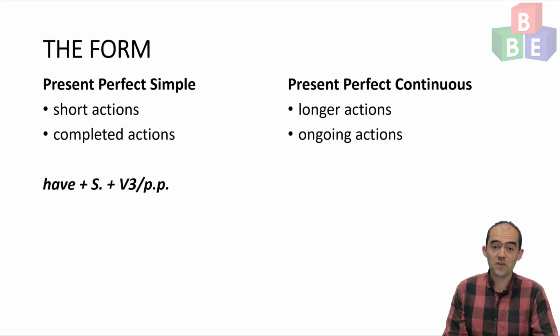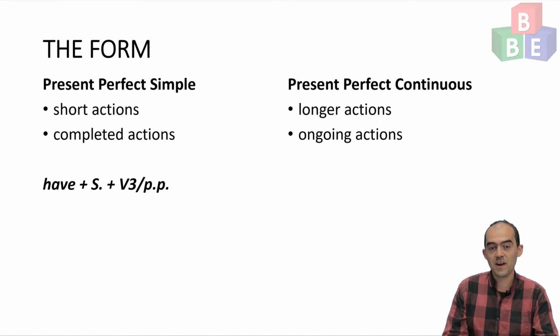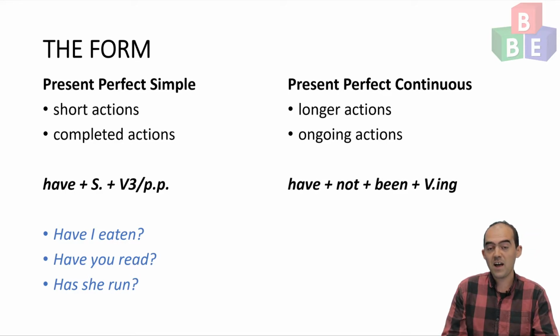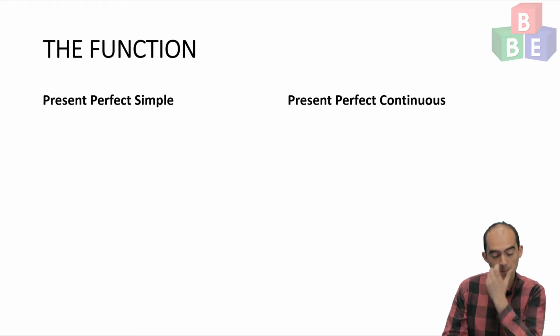Finally, we have the question form, which involves inverting or switching the subject with the auxiliary have. So we have, have I eaten? Have you read? Has she run? And then we have been plus verb ing for the present perfect continuous. Have I been eating? Have you been reading? Has she been running? So, this is the form. Now let's talk about what makes these tenses different. Let's talk about their function.